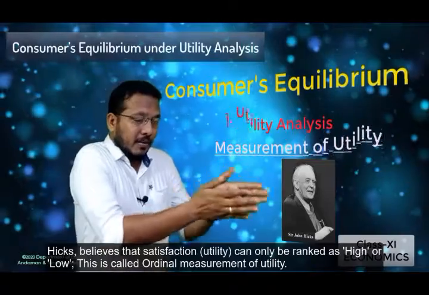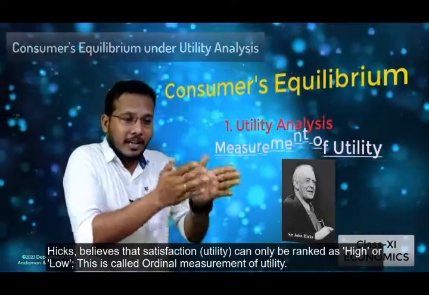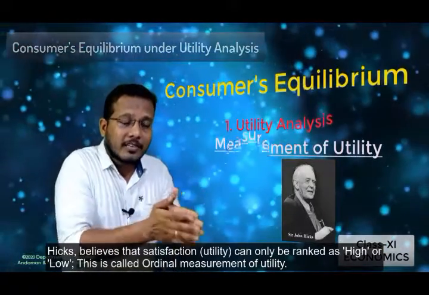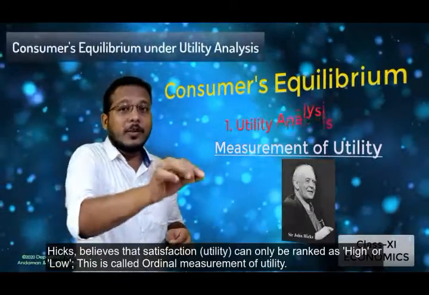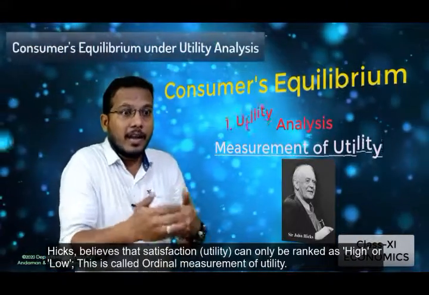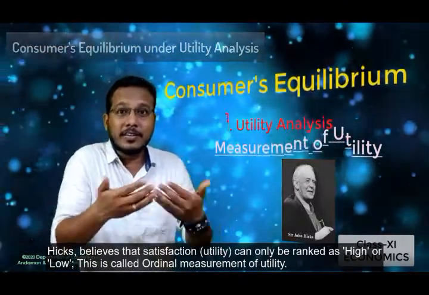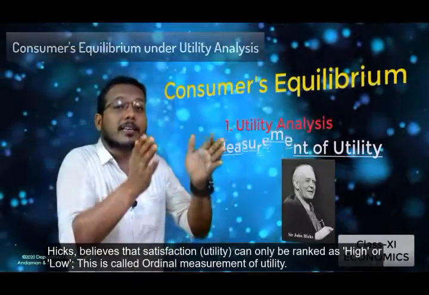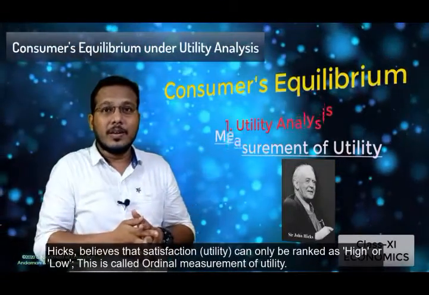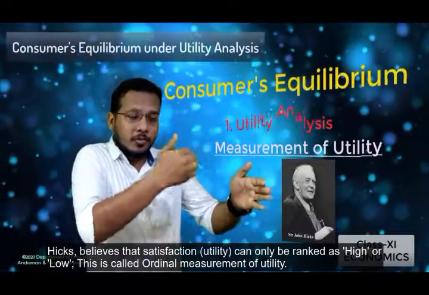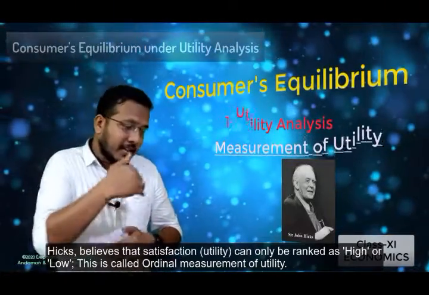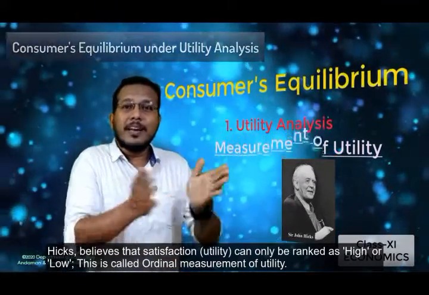As I told you, when we are having some commodity for satisfying our needs, at that time the utility can be measured as high. We got high utility, high satisfaction level, or the satisfaction level may be low. So based on these two economists, the consumer's equilibrium can be determined.